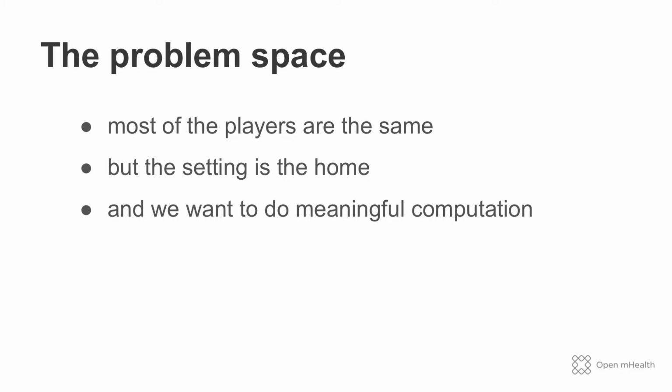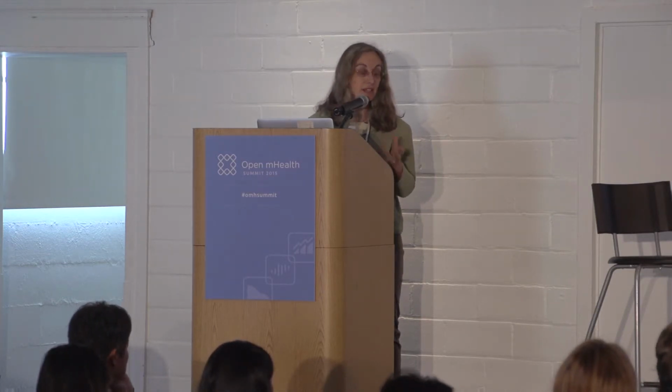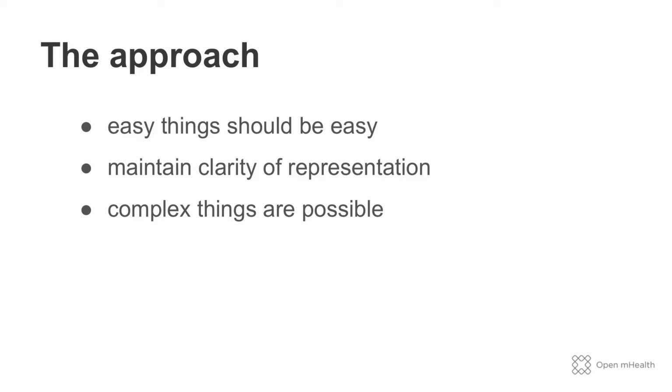But the setting is the home, and we want to model the different pieces so that we can do some meaningful computation. So our approach, when we decided to model this space, was to try to make the easy things easy, and I'll have an example of what we call an easy example, and then maintain a clarity of representation for a space that is very complex, and I'll give you a little taste of complication, and make the complex things possible.